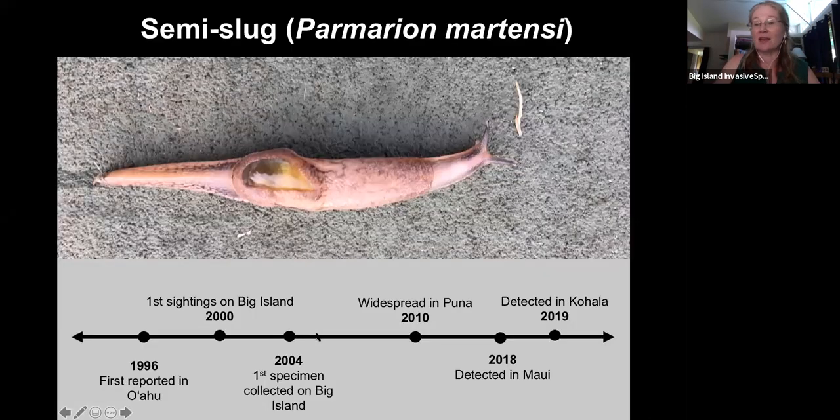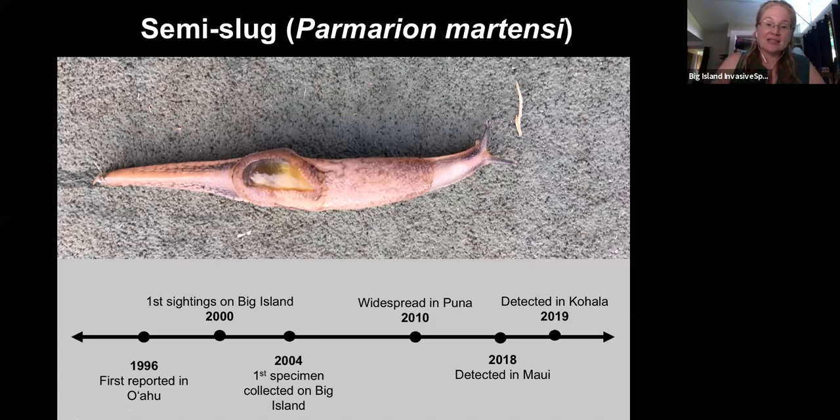Now, why do we think that is? We think that's associated with the arrival of this invasive species, the semi-slug, Parmarion martensi. If you're lucky enough to have seen one of these ugly things, you know that they come in big numbers when they move into your area. The first time it was spotted was in 1996 on Oahu. It was probably accidentally brought in, or the eggs were accidentally brought in on a shipment of potted plants, just something like a house plant.